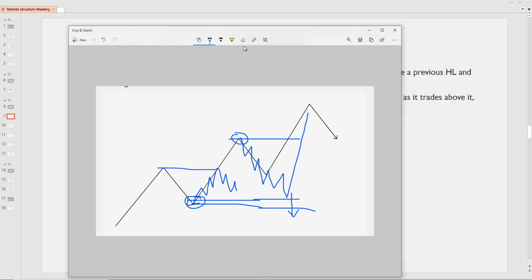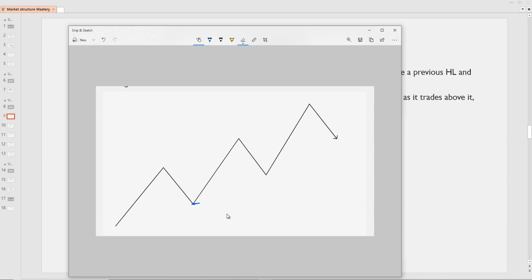All right, and as well, a higher low is always confirmed once we have a broken structure. So this higher low is actually not confirmed until the market breaks the structure, and only then can we say, okay, this is our higher low. So as long as the market stays above it, we are free to go long.